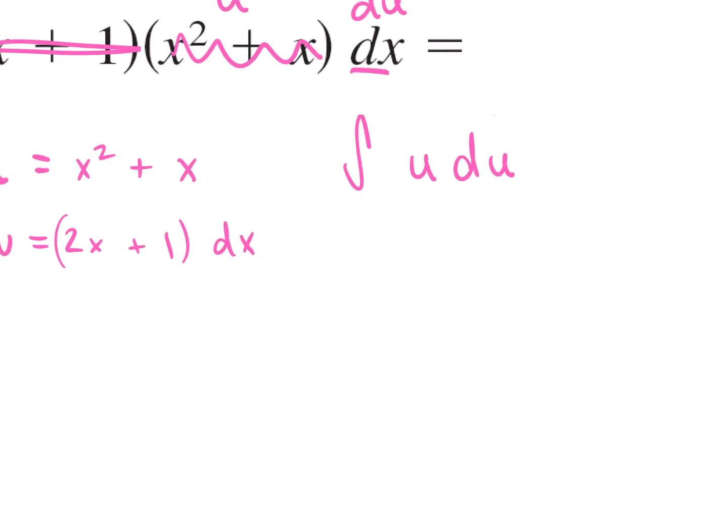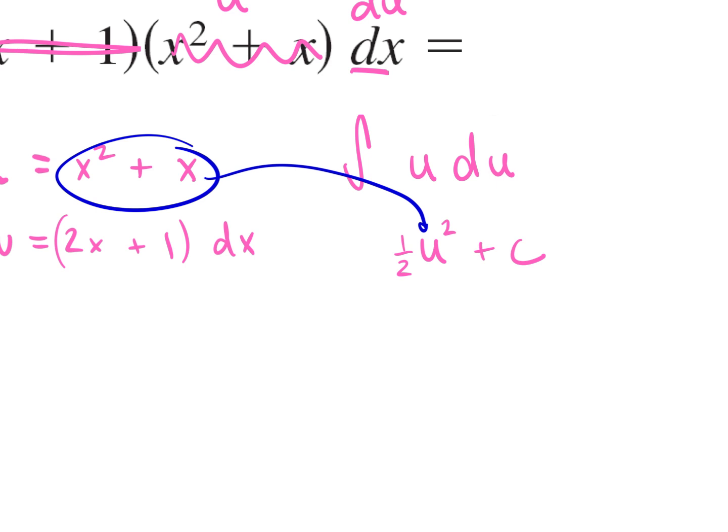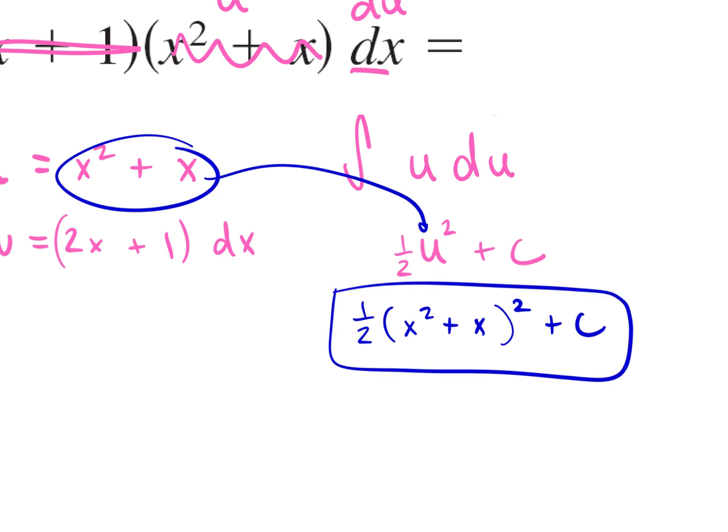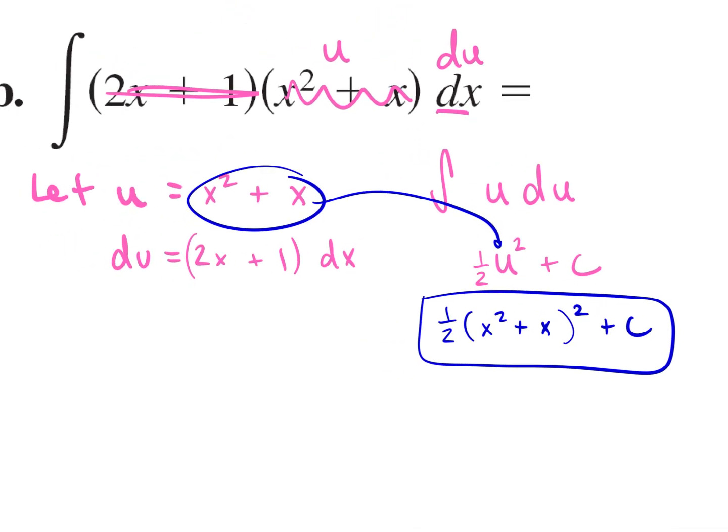So now we just have to take our antiderivative from here. So we have u to the second power divided by 2, or times 1/2, plus c. What's the last thing we want to do here? Plug in the u. So we have 1/2 times x squared plus x, squared, plus c. And if we took the derivative of this, we'd end up with our original question, our original integral.